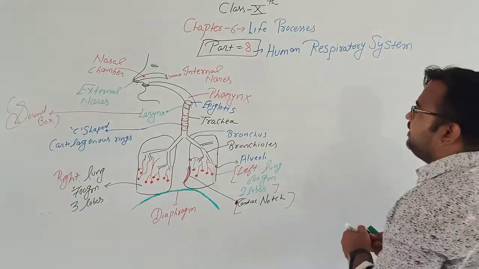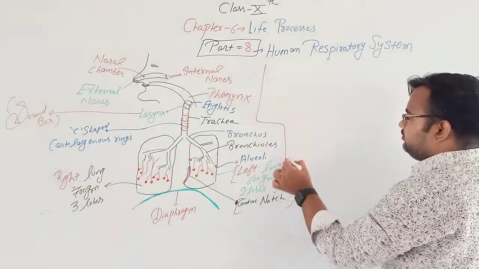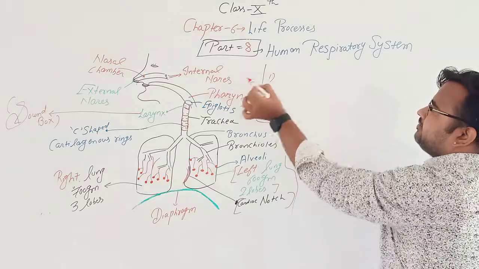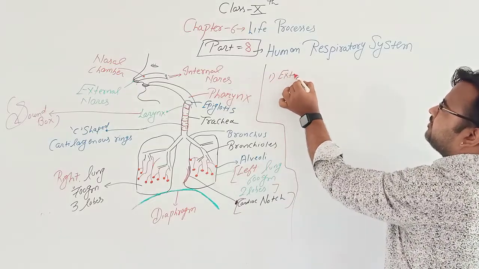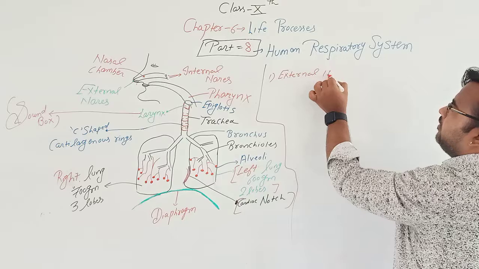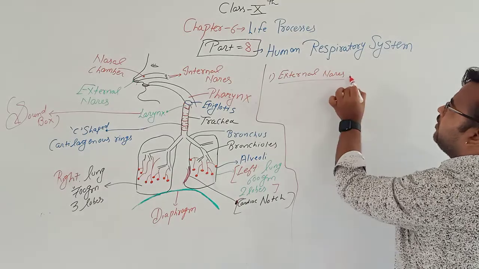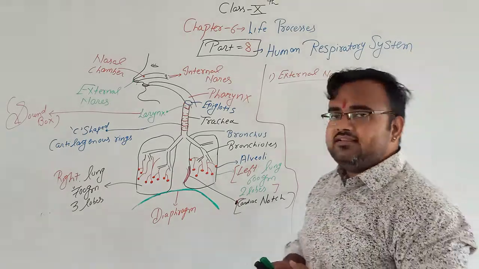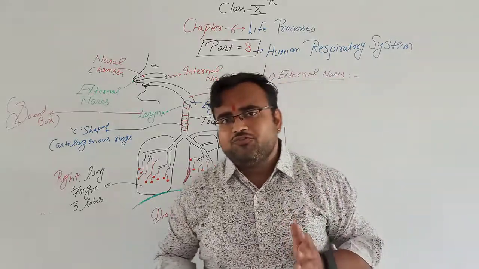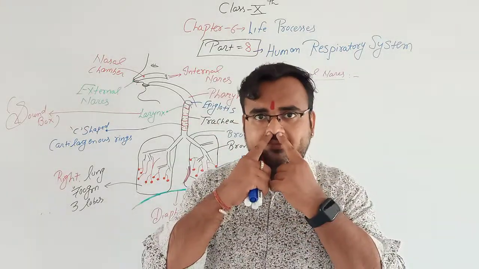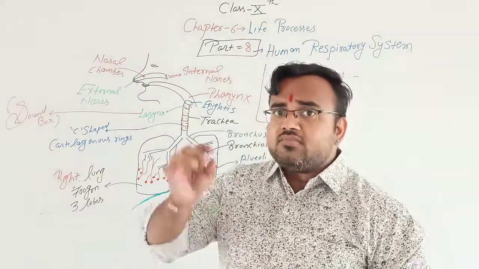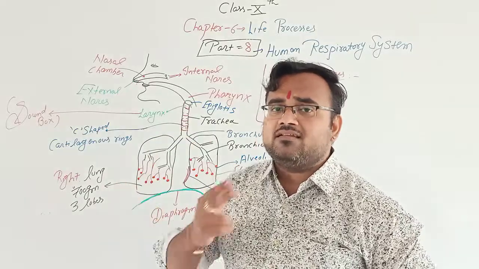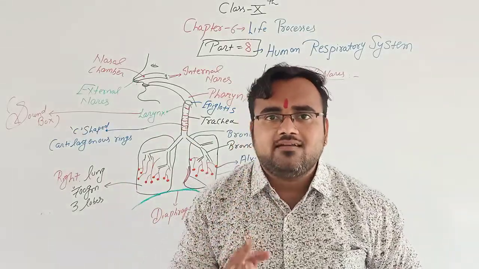The first part is known as the external nares. This is the first part of the human respiratory system. There are 2 external nares.